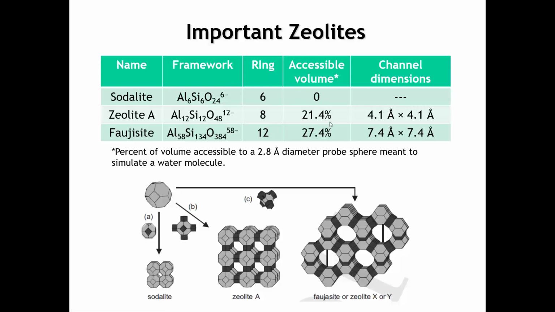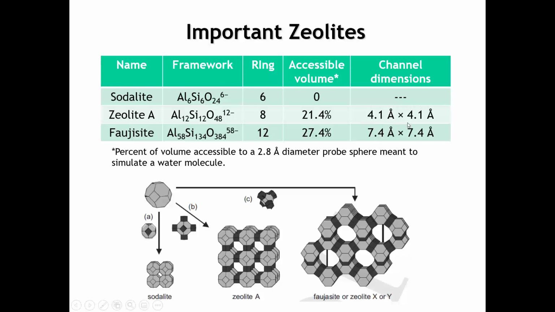So if we were to take a 2.8 angstrom diameter sphere and move it around within the solid, the question is how much volume could that sphere access? And so in zeolites like zeolite A and faujasite, it's about 25% of the volume.